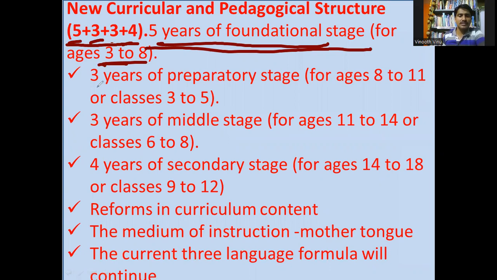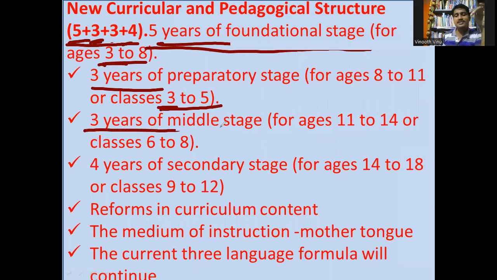Come to the next, second stage, 3 years of preparatory stage from third standard to fifth standard. Third, fourth, and fifth standard. And coming to 3 years of middle stage, that is 6th, 7th, 8th standard, 6 to 8. And then 4 years model of secondary education stage, that is 9th to 10th, 11th to 12th, 4 years model. Okay. This is actually the objective of NEP, which has a curricular model.